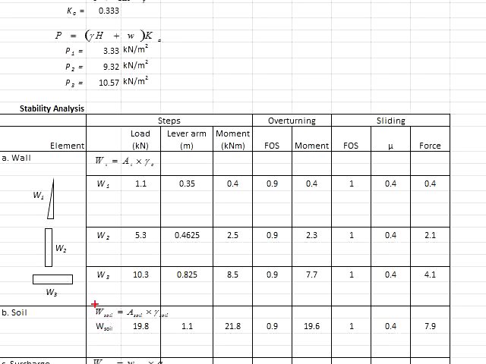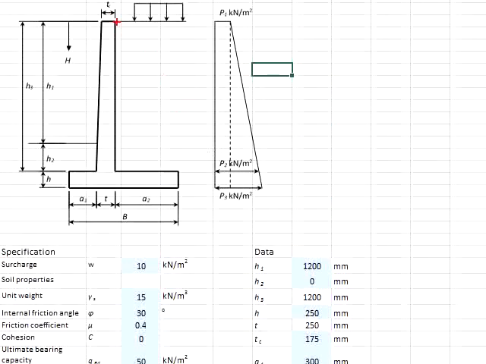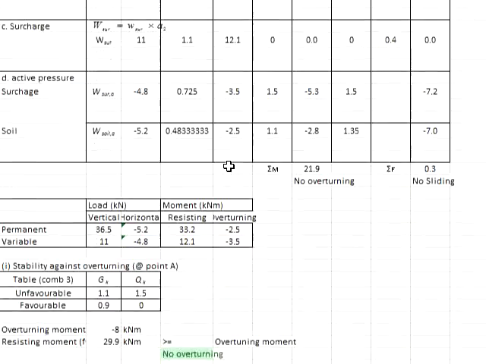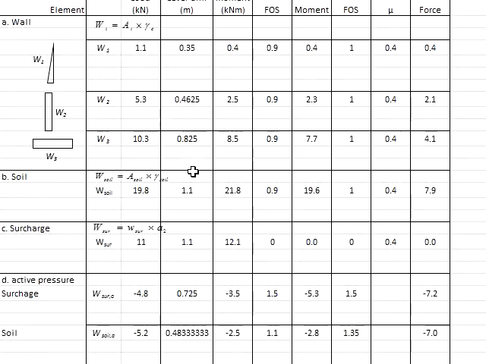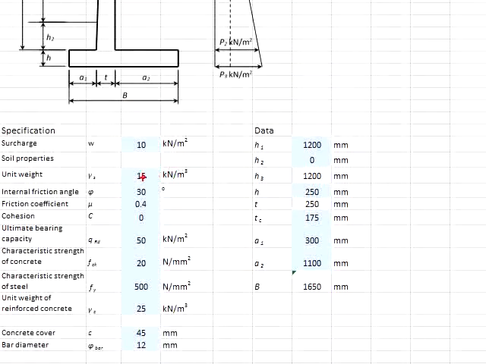A similar process of calculations is done on the soil. First, you need to determine the area of the soil, which is this area on top of the base of the retaining wall, and also multiply by its unit weight. Its unit weight is given as 15 kN per meter cube.